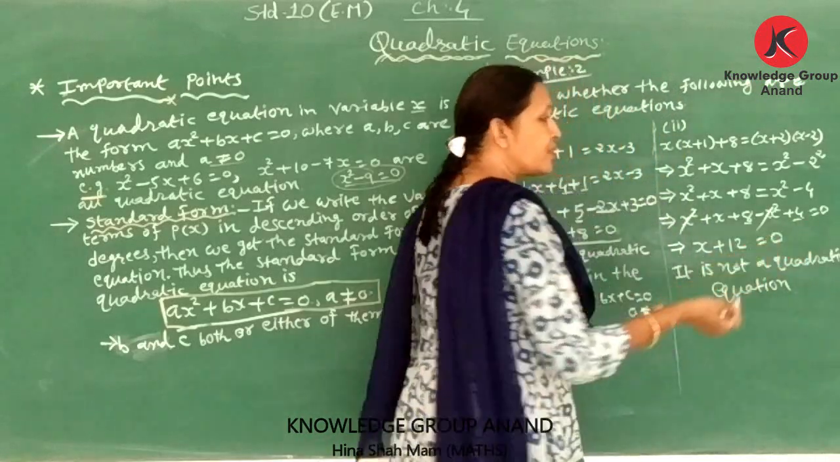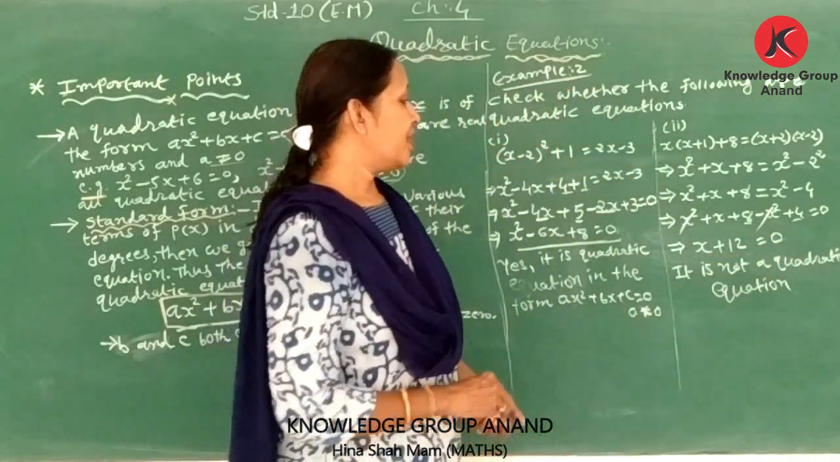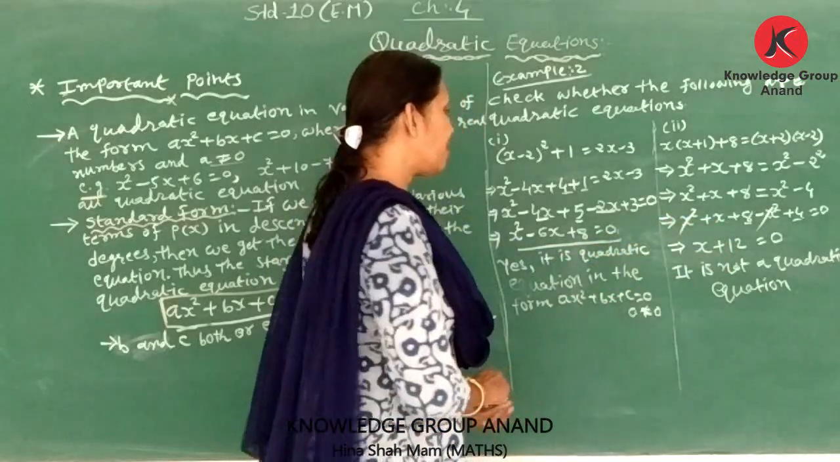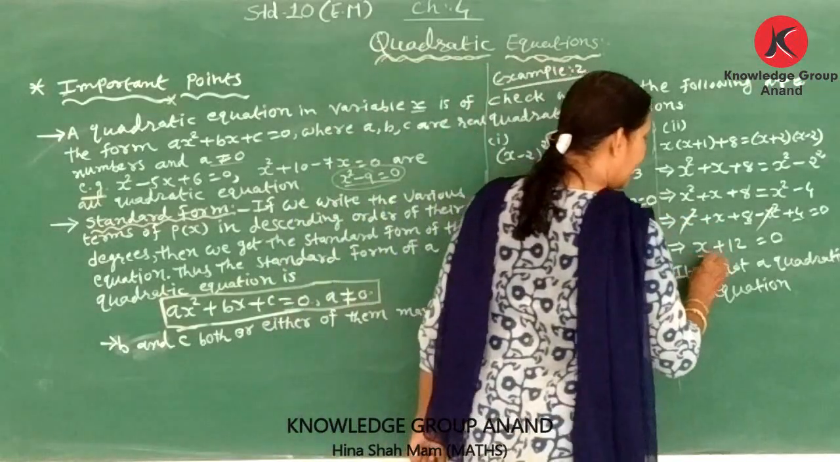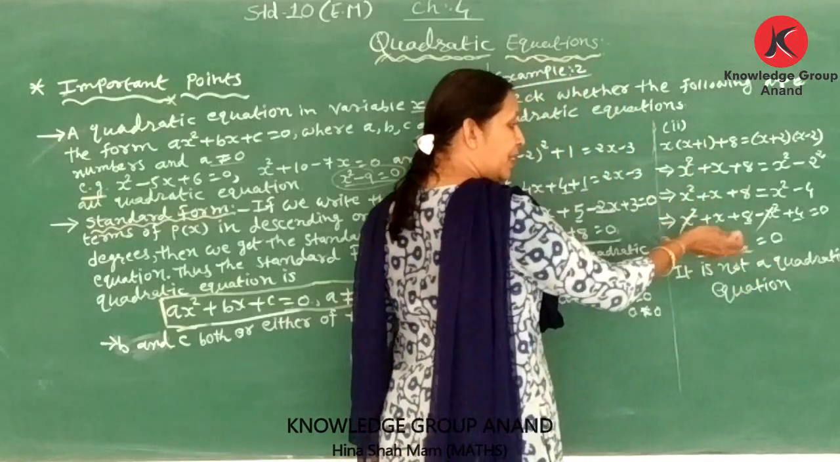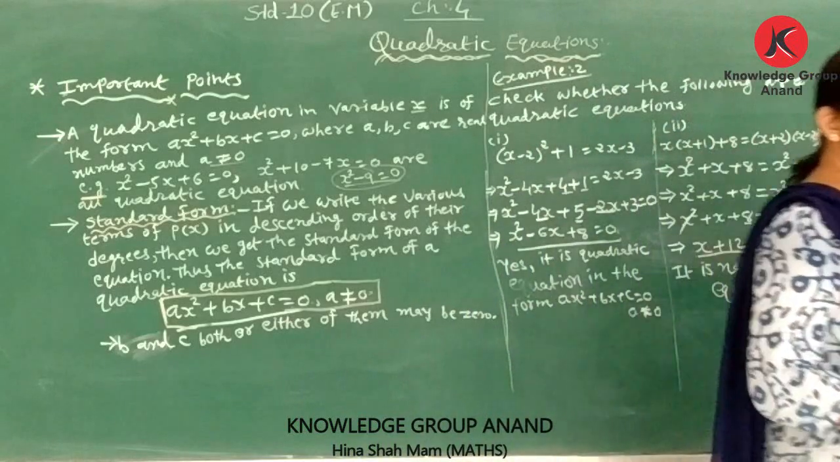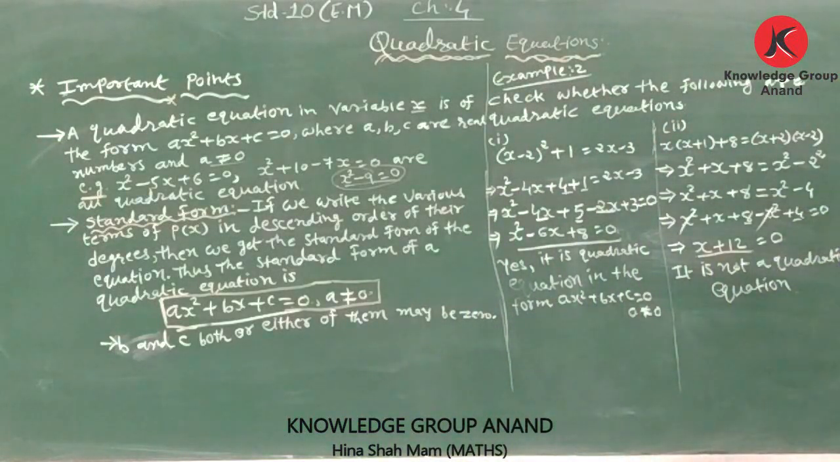Here a is equal to 0. It is not a quadratic equation because it is not a form of ax square plus bx plus c. Then we simplify the equation and then we say it is quadratic or not quadratic. Now number 3 and 4.